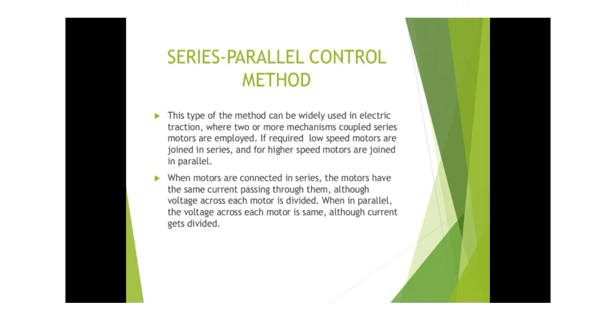Series parallel control method. This type of method is widely used in electric traction, where two or more mechanically coupled series motors are employed. If required, for low speed the motors are joined in series, and for higher speed the motors are joined in parallel. When motors are connected in series, the same current passes through them, although voltage across each motor is divided. When in parallel, the voltage across each motor is the same, although current gets divided.